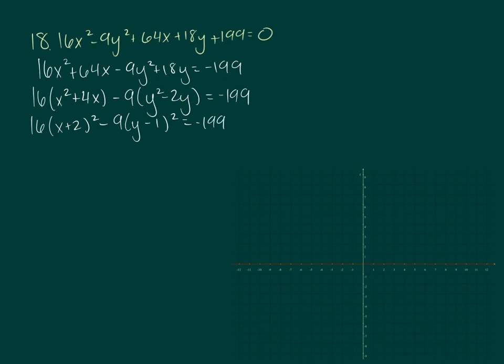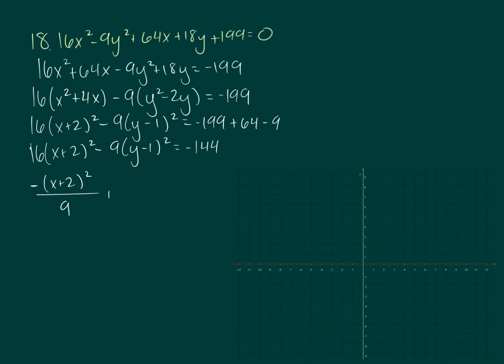And I end up with plus 64 minus 9. So I get 16 times (x plus 2) quantity squared minus 9 times (y minus 1) quantity squared equals negative 144. And then I'm going to divide everything by negative 144. So I get negative (x plus 2) quantity squared over 9 plus (y minus 1) quantity squared over 16 is equal to 1.